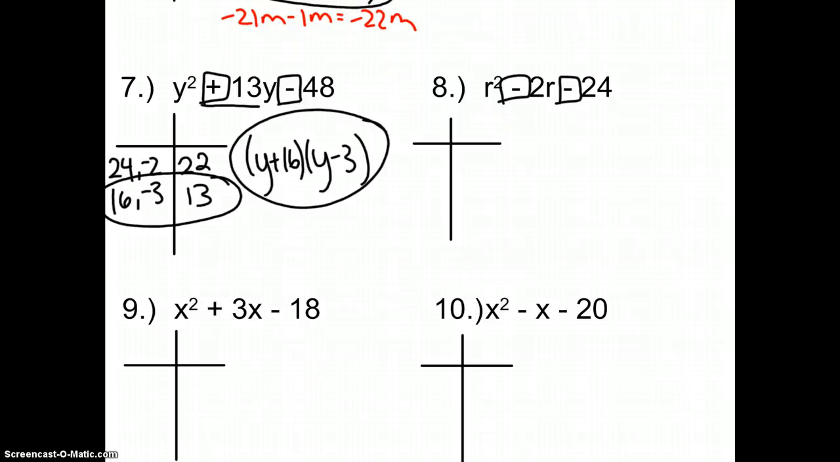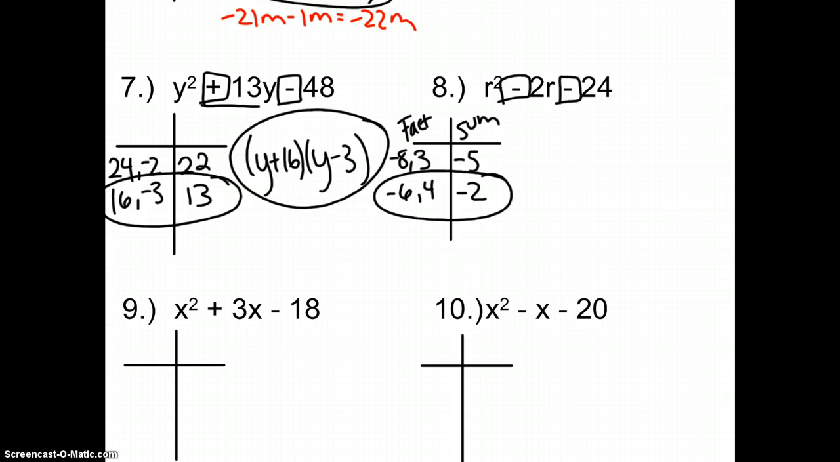Number 8 again is a little different because this time we have two negatives. It's going to be exactly the same as 7, except we want the larger factor to be the negative this time. So we're looking for factors of negative 24, such as negative 8 and 3, which would give us negative 5, or negative 6 and 4, which would give us negative 2, which is what we're looking for.